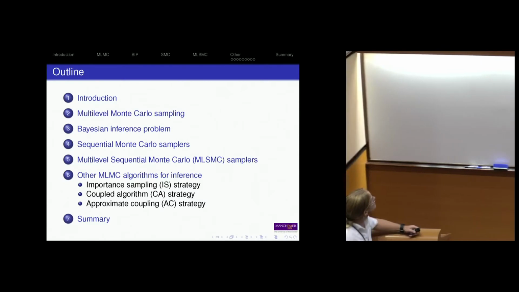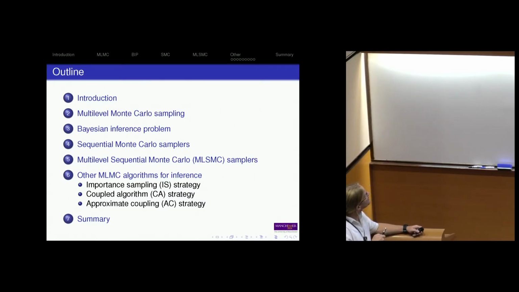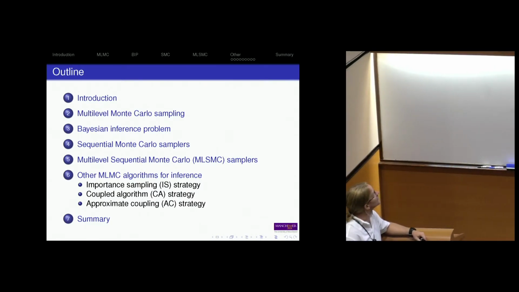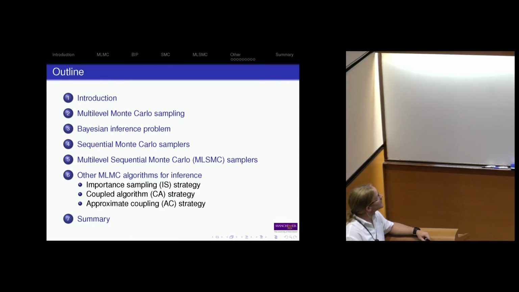Okay, so I'll introduce the problem. I'll spend a bit of time telling you about MLMC sampling at a very basic, a very pedagogical level. Then I'll introduce the Bayesian inverse problem that we're going to consider here. And that will contextualize these SMC samplers, and in particular the MLSMC samplers. And then I'll tell you about some other algorithms that we've worked on which can fit into any one of these three bins.